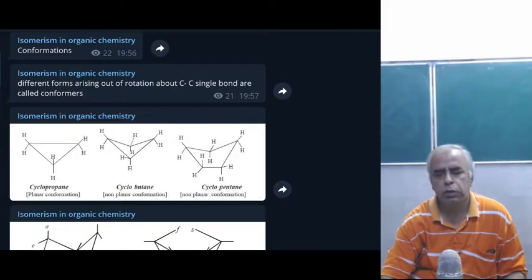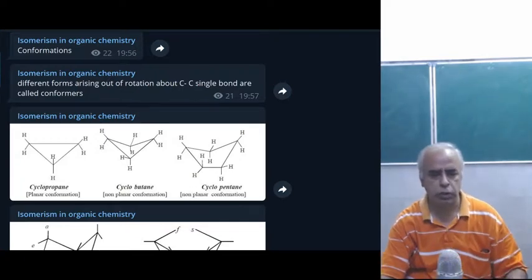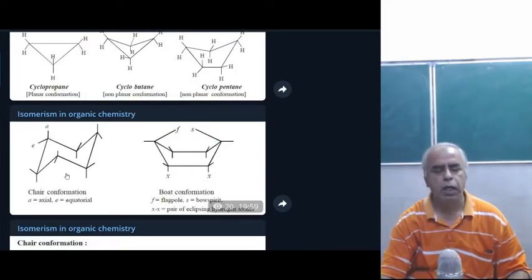And what about this? This is cyclopentane. Can you count the number of carbon atoms here? That is 1, 2, 3, 4, 5. So C5H10. In each corner you have CH2. This is also a non-planar conformation. So this is the type of conformations available in cycloalkanes. Are you able to follow?